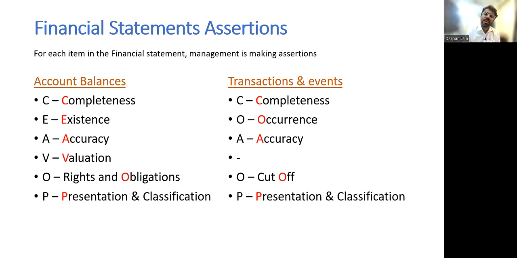For example, let's say they're showing land as 15 lakhs under fixed assets. So what claims is the management making here? The management is making a claim that they are the owner of the land. Then only they can record that as their fixed asset, right? When can you record that land as the fixed asset of the company? When the company is the owner of that land.